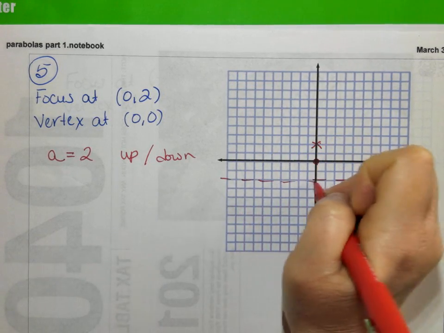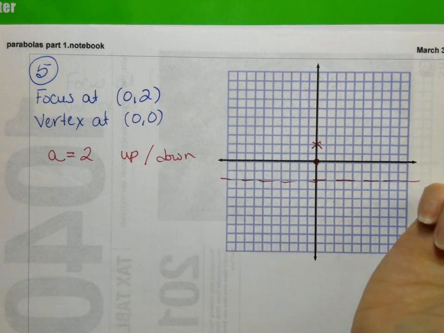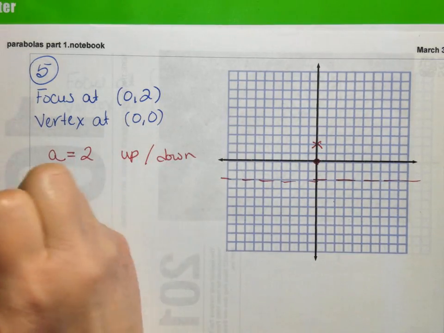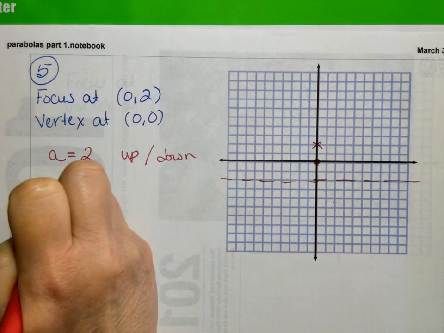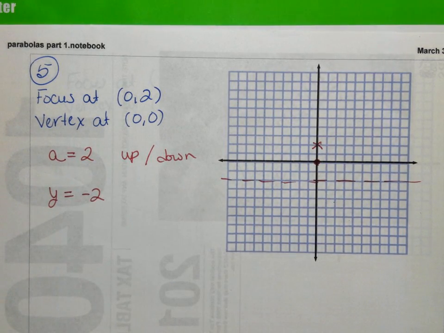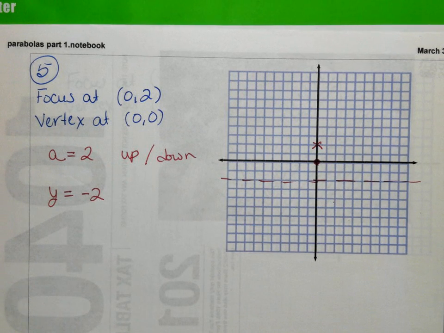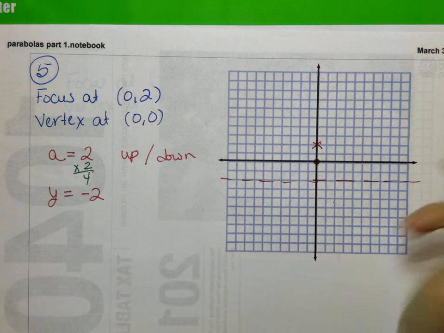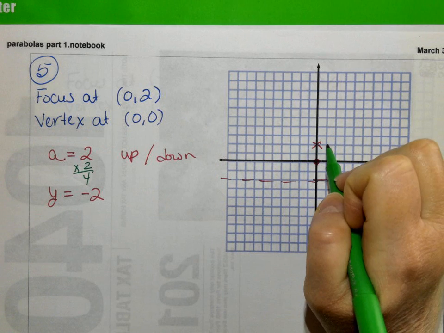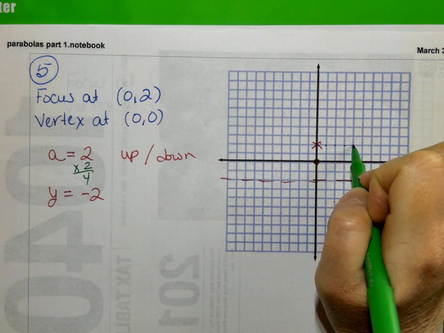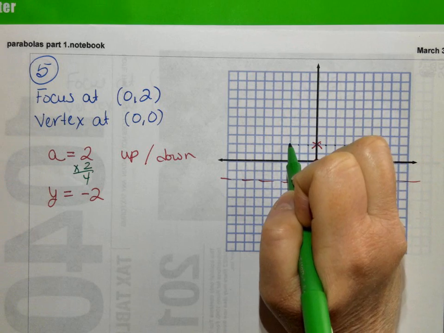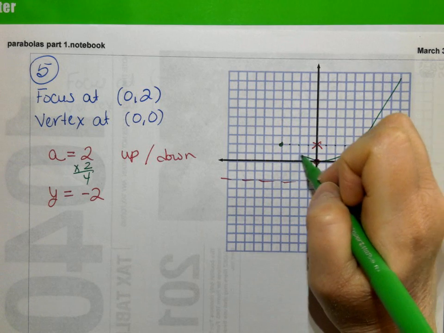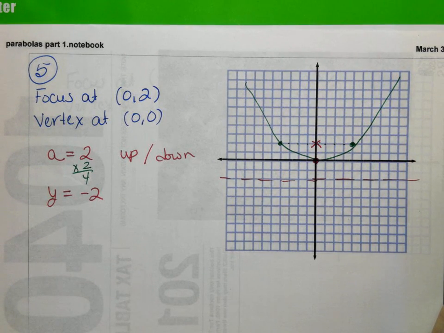My directrix is a line, and in this case, it's a horizontal line. Since it's a horizontal line, it is a y equals. So my directrix is y equals negative 2. Now, here's the fun part. I take that 2 and I multiply it by 2 to get 4. Starting at the focus, I go 1, 2, 3, 4 out, and I draw my parabola through those 2 points, just like that.